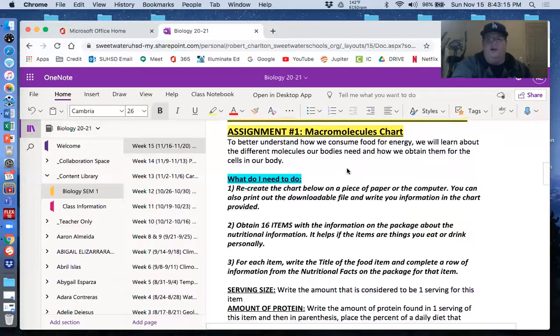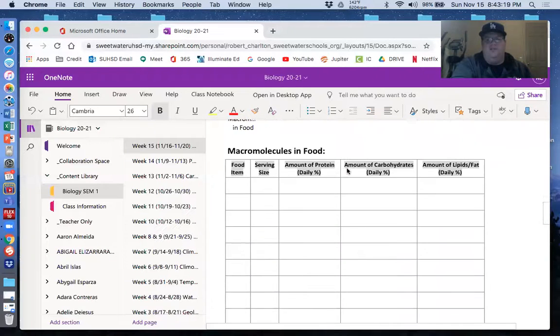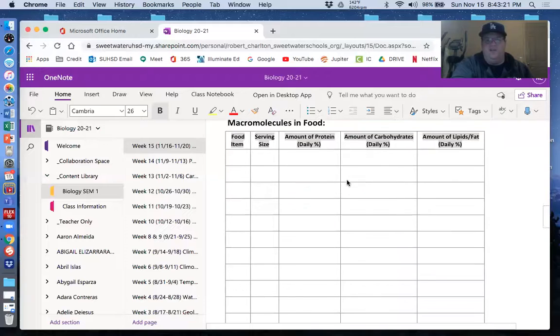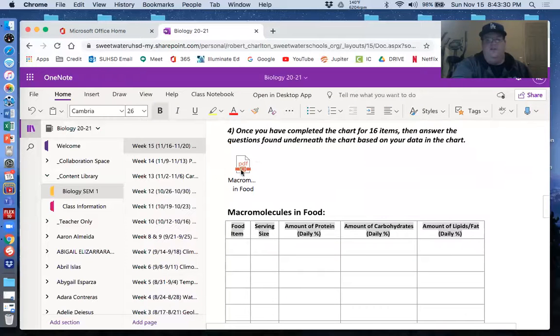Okay, the one new thing this week is this macromolecules chart. So basically what I'm asking you to do is, if you scroll down past the directions, there's this chart right here. You need to recreate this chart. Again, you can recreate it on the computer. You can recreate it on a piece of paper. I have the file right here, so if you want to download it and print it out and then work on that, that's fine too. And just got to be able to turn it into Jupyter. You're going to be filling this out, and I'm going to show you how to do that right now.